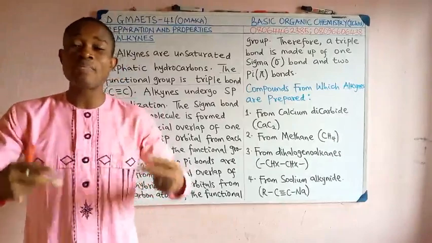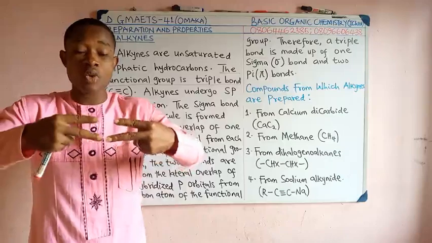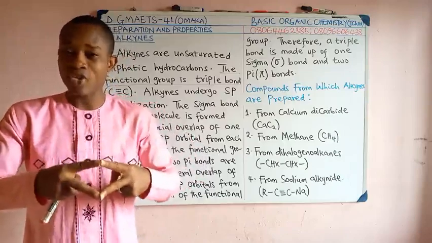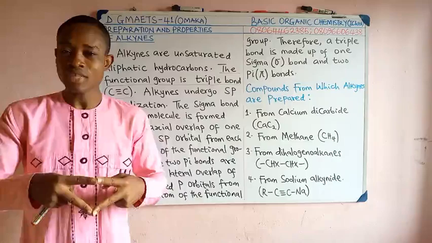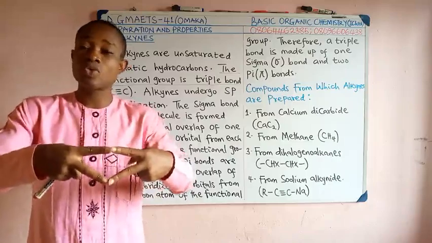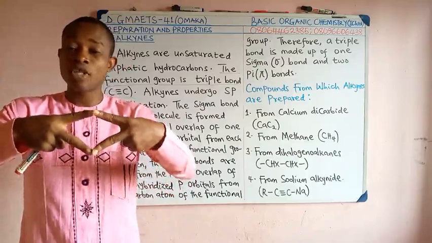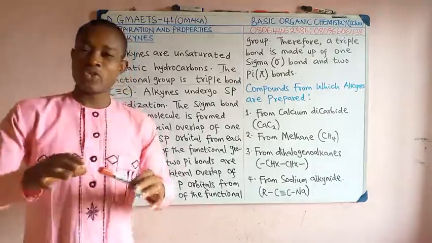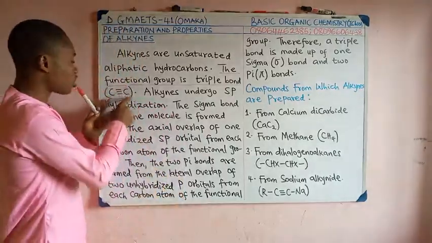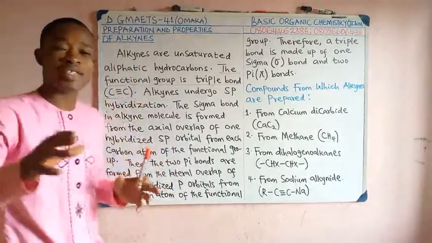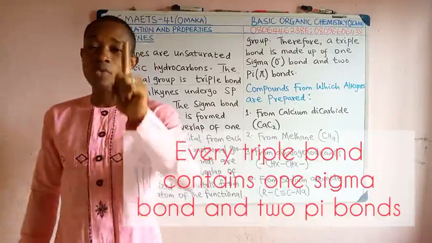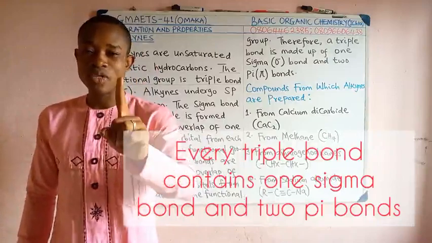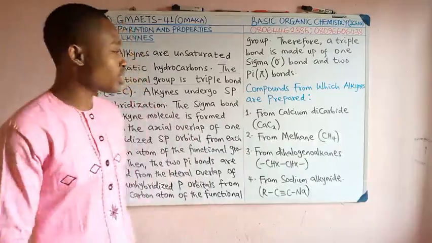Now these 2 unhybridized p orbitals from each carbon of the functional group will overlap laterally. Mind you that these orbitals are unhybridized. Now the lateral overlap of these unhybridized p orbitals, 2 of them, will form the 2 pi bonds. Take note of that. In summary, when we come to the functional group of triple bond in alkyne, what does that tell us? Every triple bond is made up of 1 sigma bond and 2 pi bonds. Take note of that. 1 sigma bond and what? 2 pi bonds. That's correct.